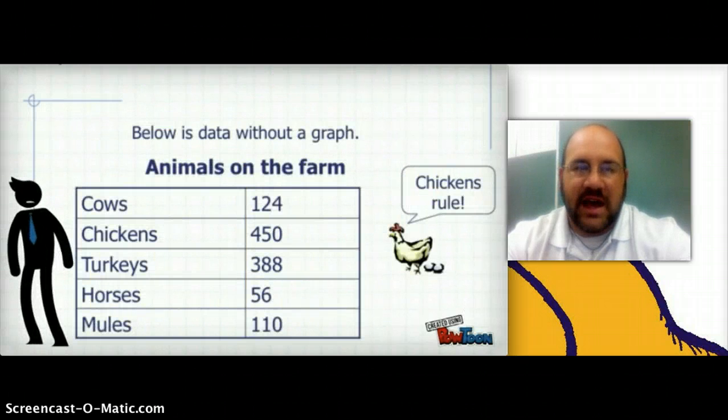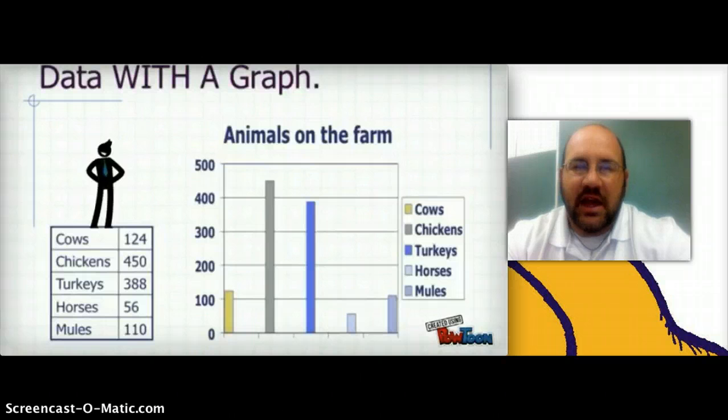Data without graphs doesn't mean too much. It just shows us a whole bunch of numbers. But when we take that data and we put it with a graph, now we can see what's going on. Now we can get a picture of what's going on all around us.